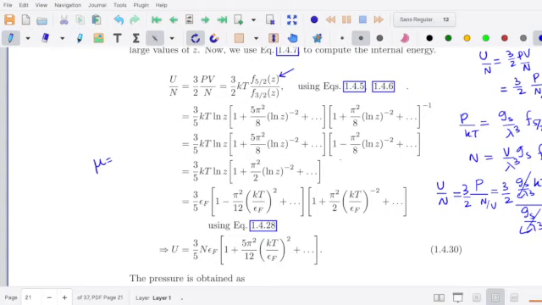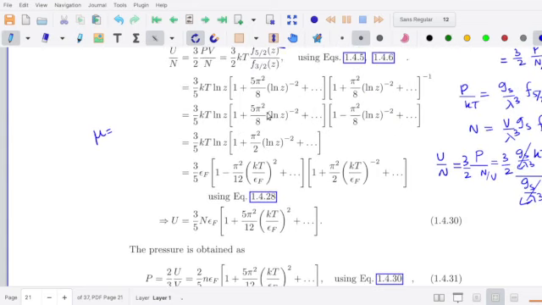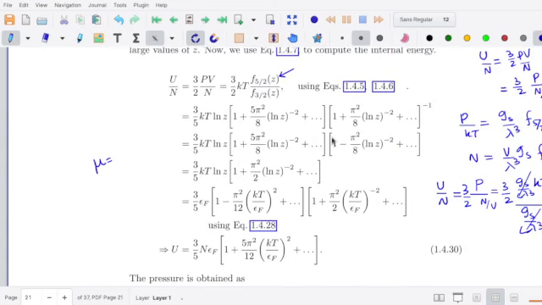Okay, so again we have to consider the lower order terms. Now in the second expression, we have replaced the terms in the square brackets by this, and that is done in the following way.